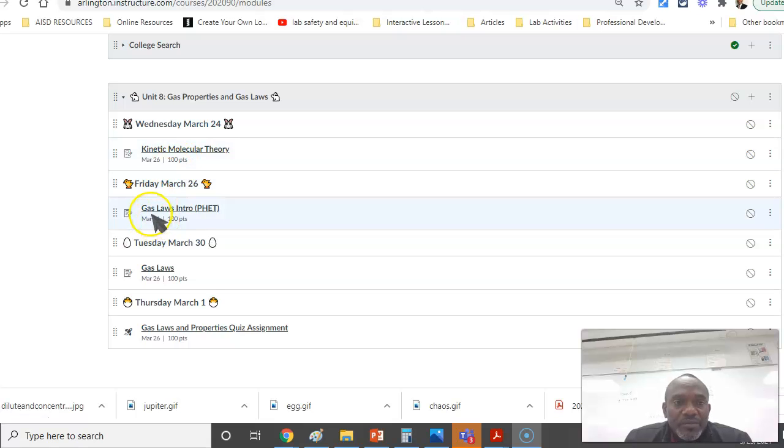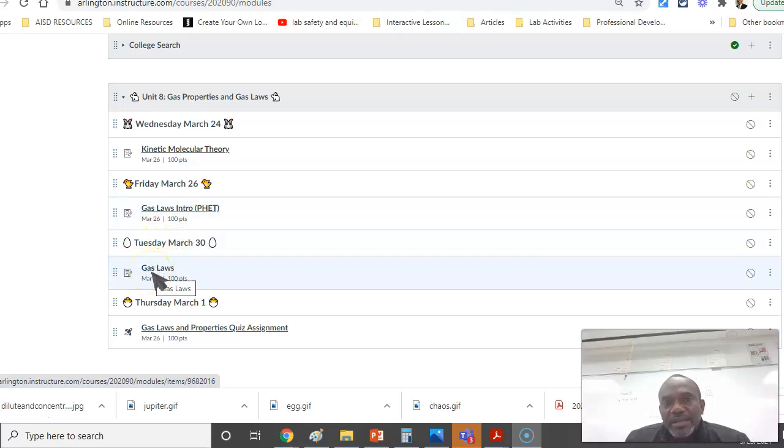And then the next lesson will be Gas Laws, which is a PhET simulation. And then you have the Gas Laws, which goes over the different gas laws that are present in this unit. We're not going to go into many calculations, although there are calculations, but we're going to skip some of the calculations because of time.